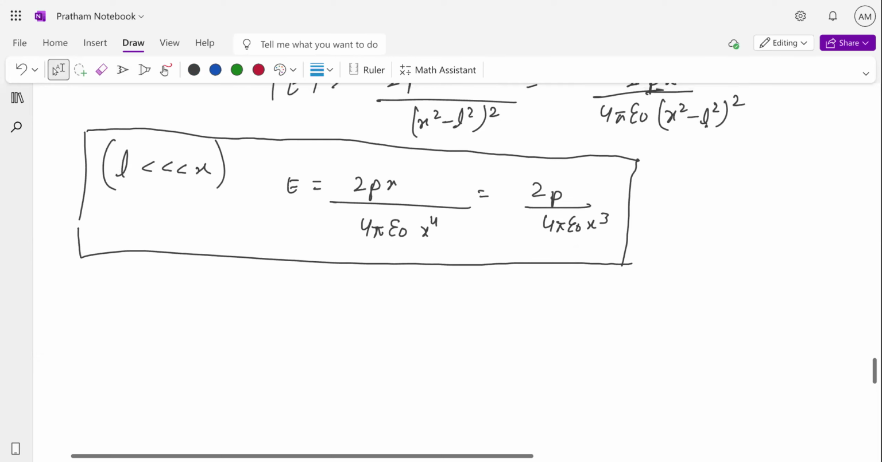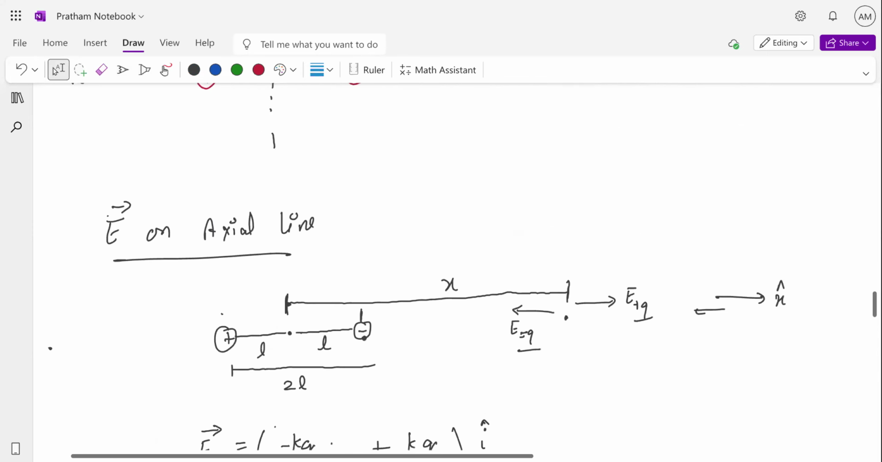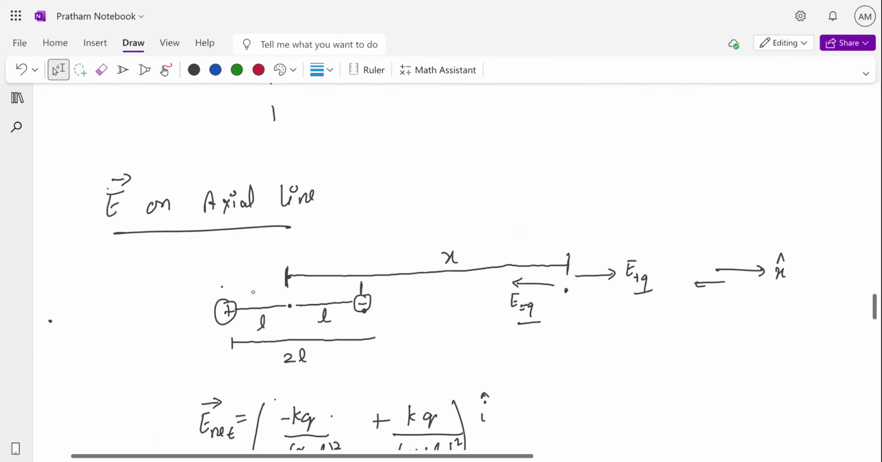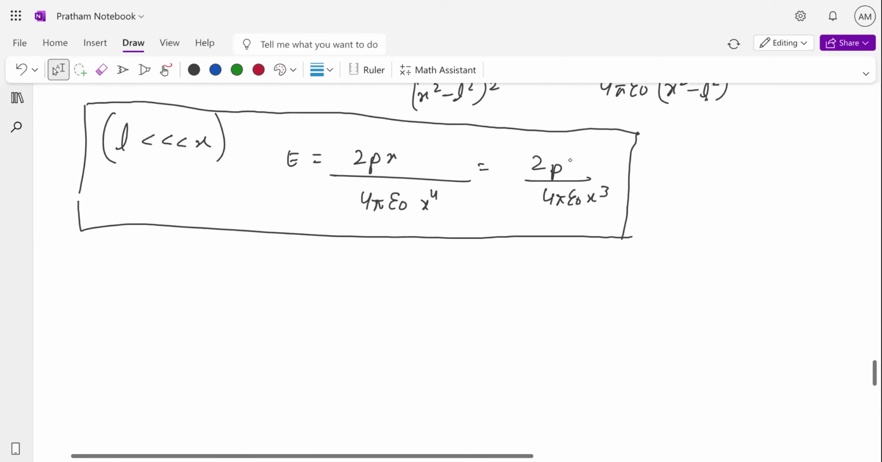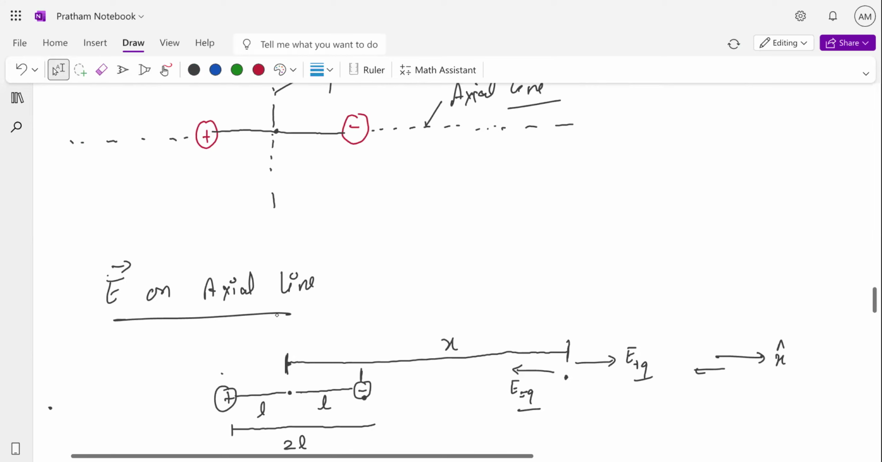So, let's go back to the discussion. Let's talk about the direction also. If you see here, what is the direction of the electric field? This is the direction of the electric field. Because my final answer comes out in the form of a dipole, we will compare it with the direction of the dipole moment. So what is the direction of the dipole moment? It is from negative to positive, right? If you could remember.